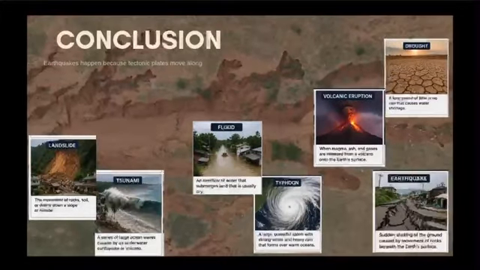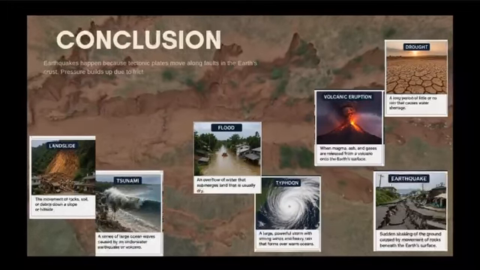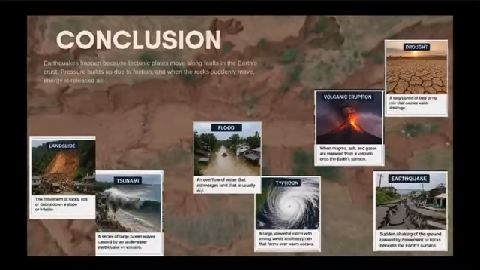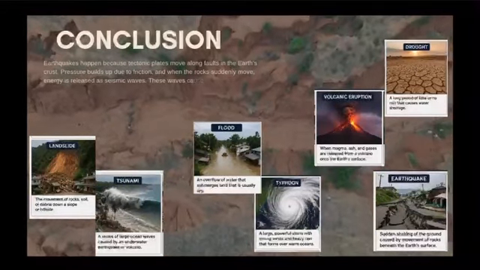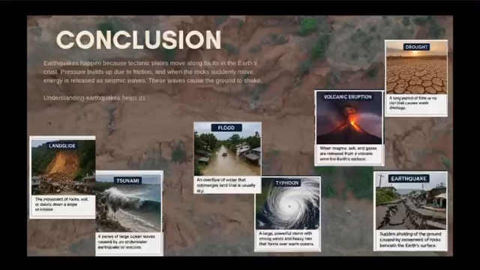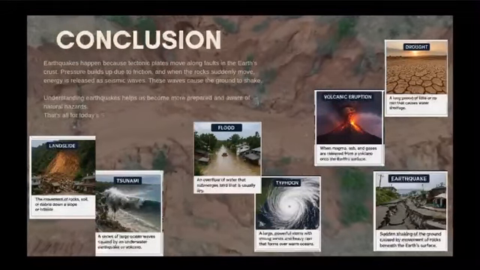So let's review. Earthquakes happen because tectonic plates move along faults in the Earth's crust. Pressure builds up due to friction, and when the rocks suddenly move, energy is released as seismic waves. These waves cause the ground to shake. Understanding earthquakes helps us become more prepared and aware of natural hazards.